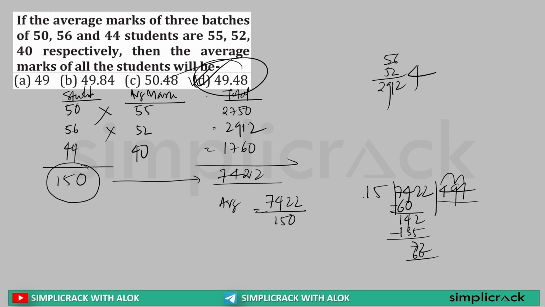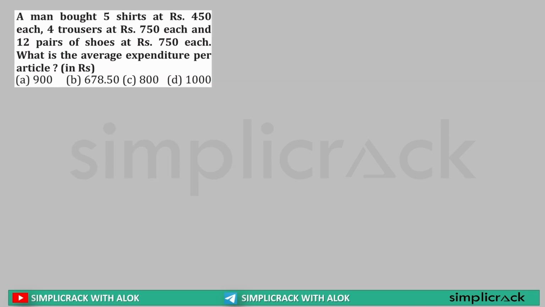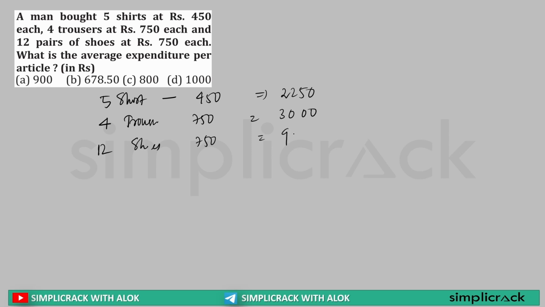Clear? Now next question. A man bought 5 shirts at 450 each. Total 5 shirts, each shirt 450. So the total amount paid for all those shirts is 2250 rupees. He bought 4 trousers, each trouser 750. So the total amount paid is 3000 rupees. He bought 12 pairs of shoes, each pair of shoes 750. So the total amount paid is 9000, because this is the multiplication. You can multiply and find the answer.